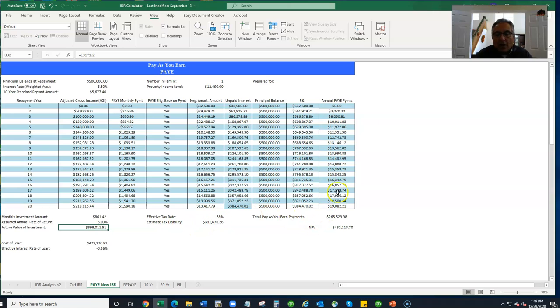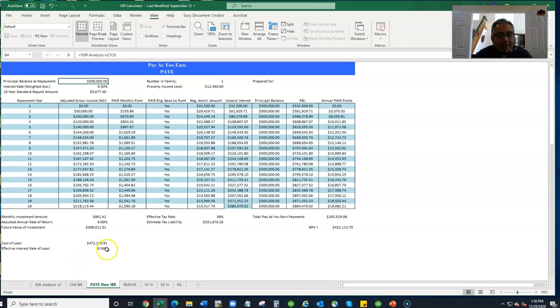amount due. So the total cost of the loan is the combination of all your monthly payments, or annual payments based on your income. That came out to about $265,500, plus your investment over that 20-year or 240-month period at $861. That total comes out to about $472,000, resulting in that negative effective interest rate of 56 hundredths, or negative 56 basis points. So the cost of your loan was about $472,000, and your total principal balance was $500,000.